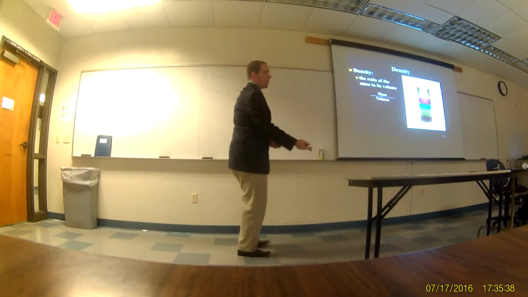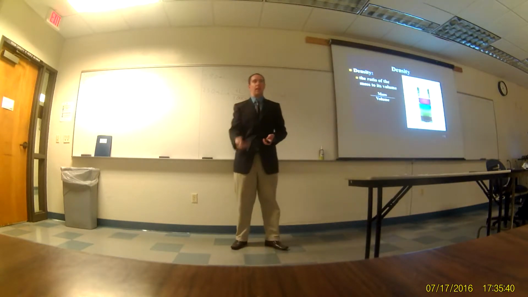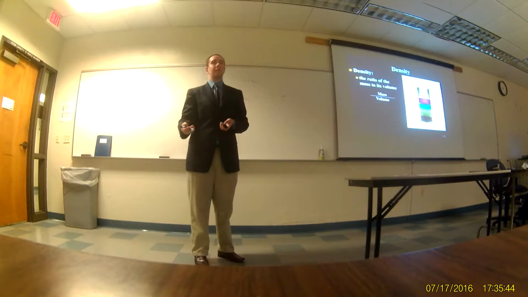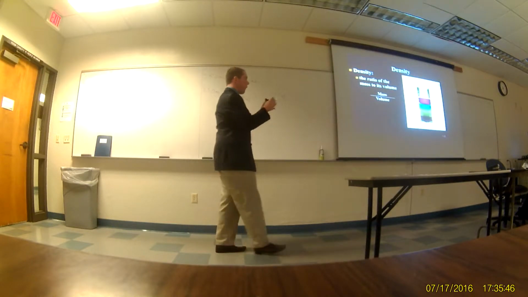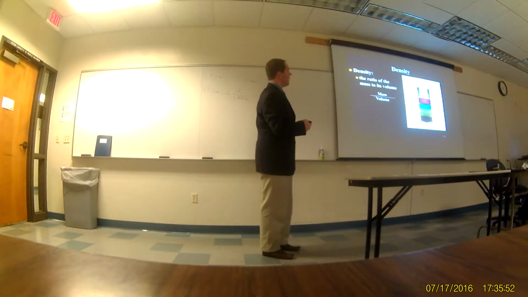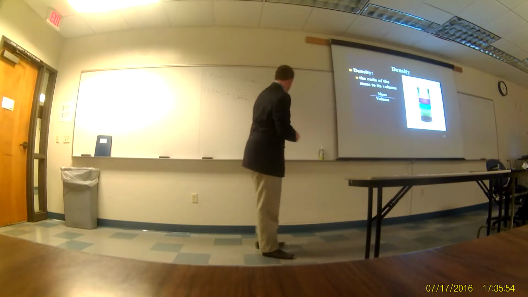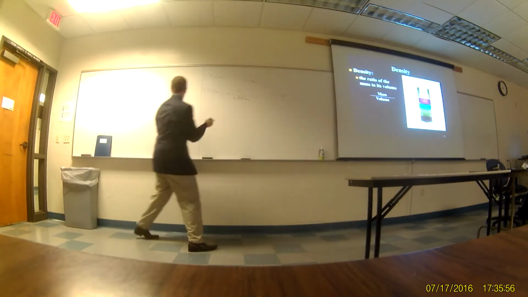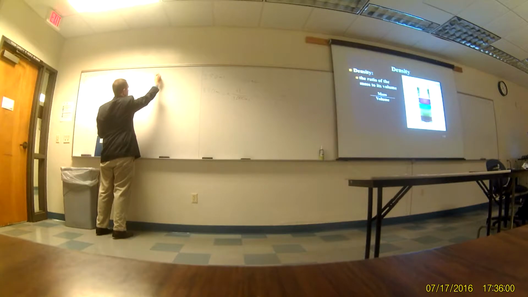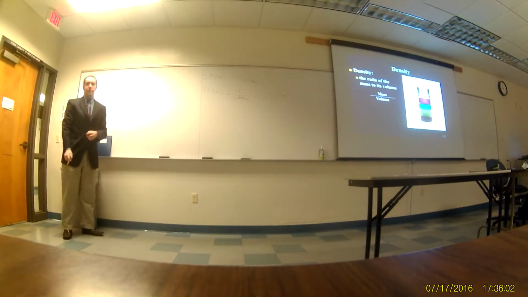So now we've measured mass, we've measured volume. Now we can calculate density. Density is how much mass there is in a certain amount of space. So we calculate density by taking mass and dividing by volume. And so the equation for density is D equals M over V.